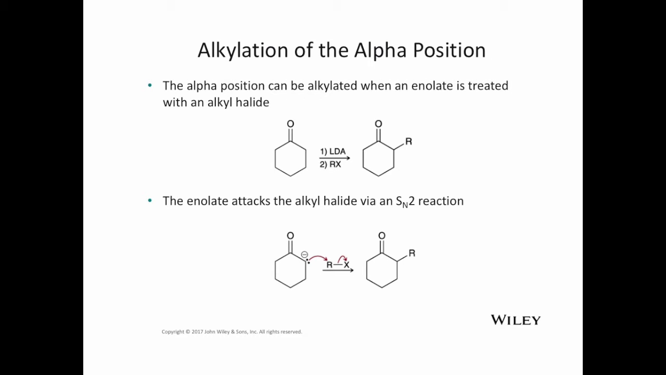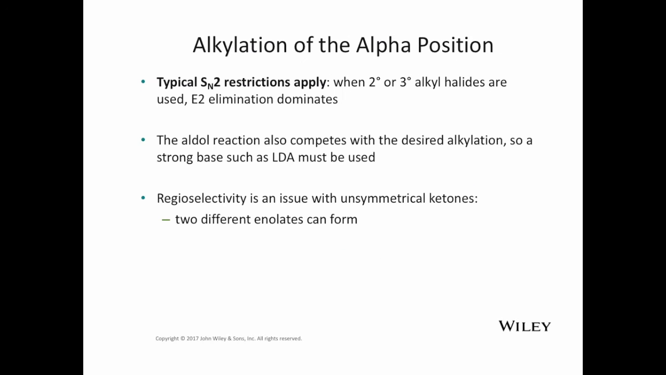The alpha position of a ketone can be alkylated, and you can do this by first forming the enolate and then adding an alkyl halide, which would then be an SN2 reaction in that second part. So you form the enolate, and then it's going to attack your alkyl halide, kicking off your halogen. So this is a typical SN2, so all of the same SN2 restrictions apply.